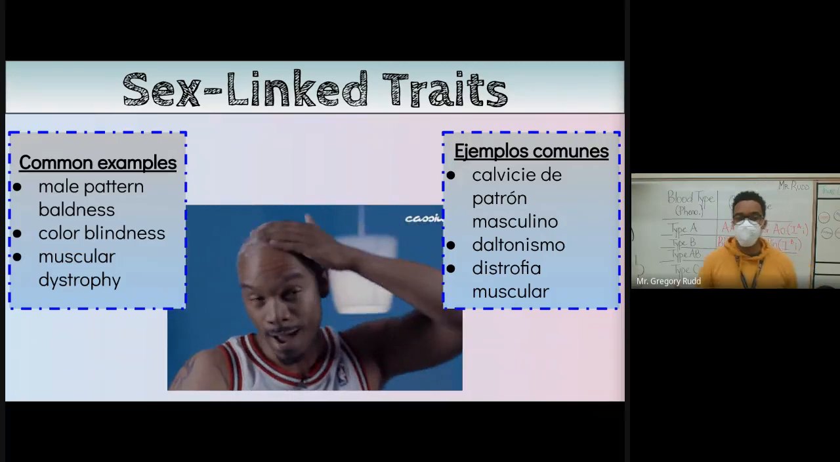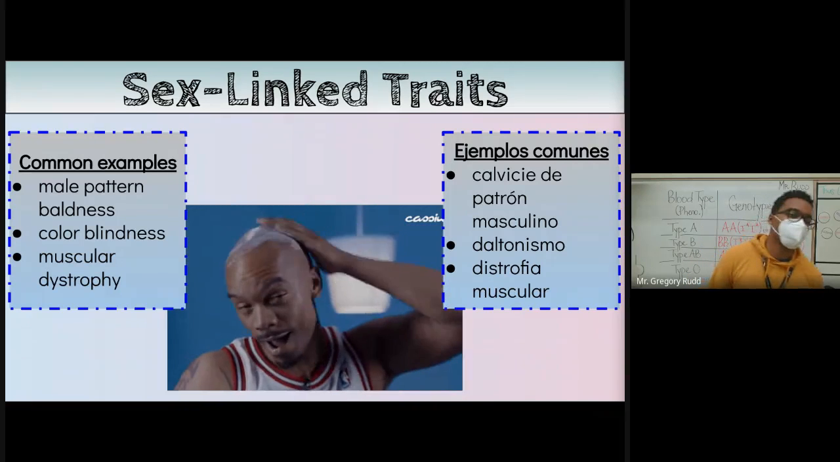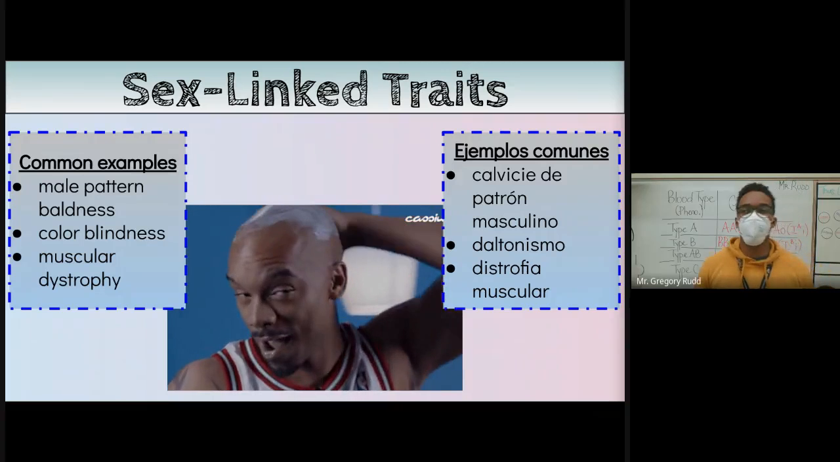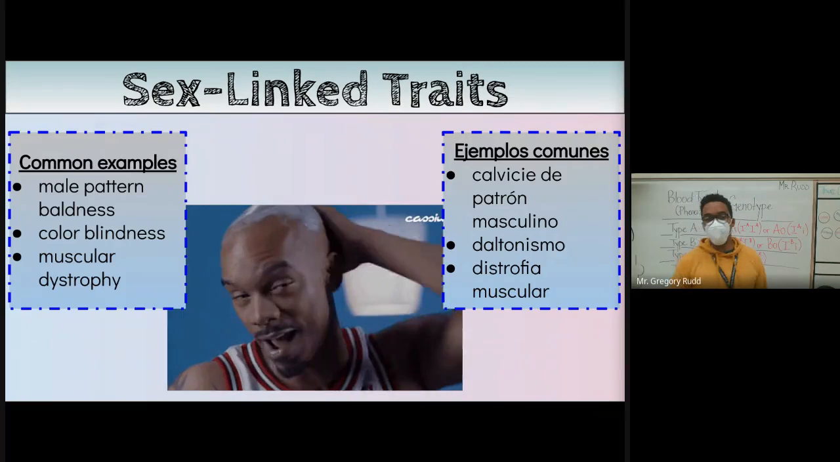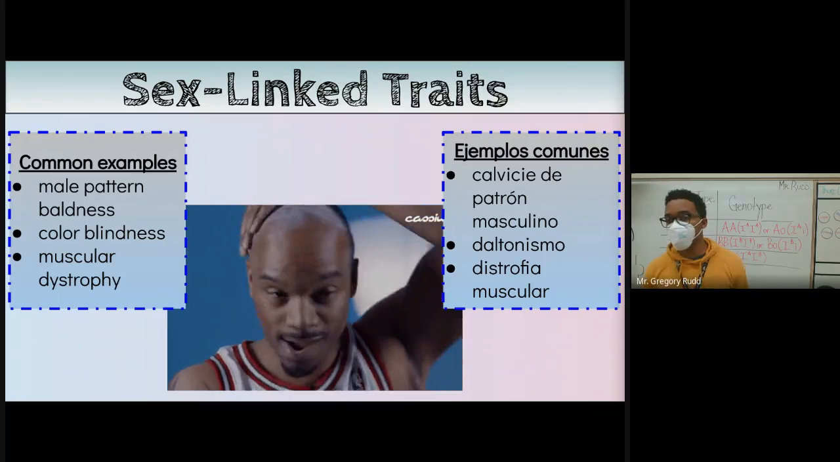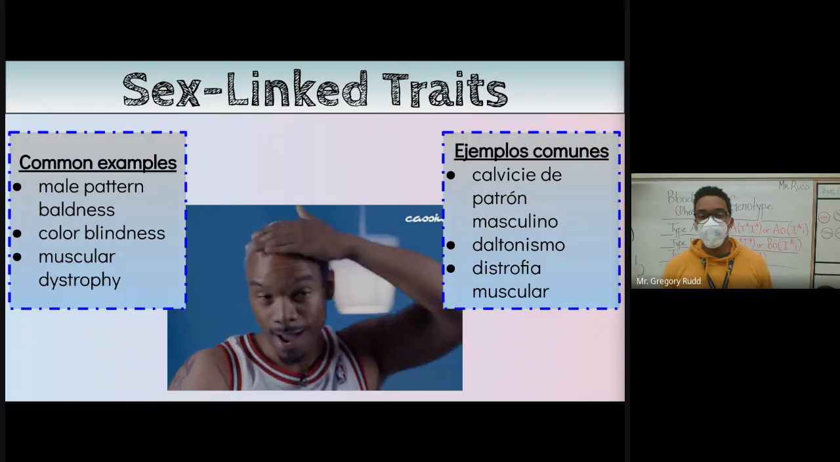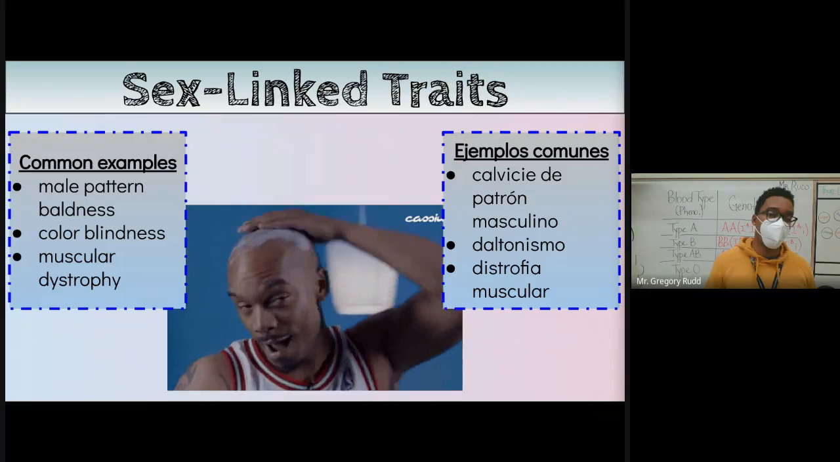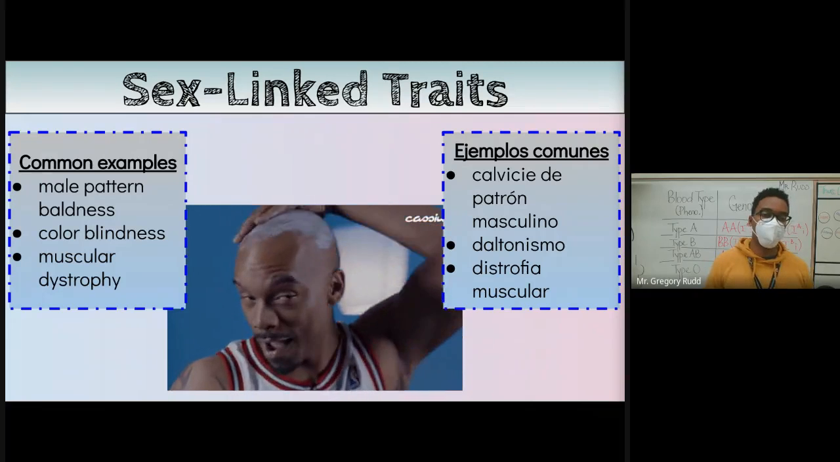Color blindness is a sex-linked trait. Males are more likely to have sex-linked traits. That's what we just wrote down. And so it's more likely, it's more common. It's like a 50% chance that a male will have this male pattern baldness trait.